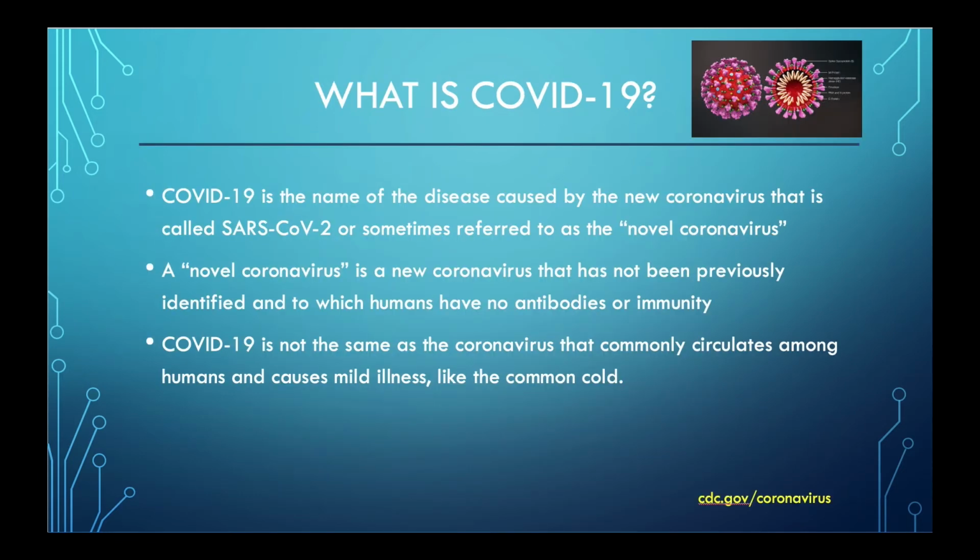First, we should understand what constitutes COVID-19. COVID-19 is the name of the disease caused by the new coronavirus that is called SARS-CoV-2, or sometimes referred to as the novel coronavirus. A novel coronavirus is a new coronavirus that has not been previously identified and to which humans have no antibodies or immunity.